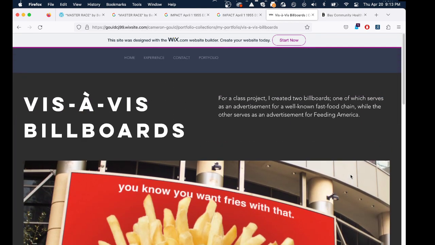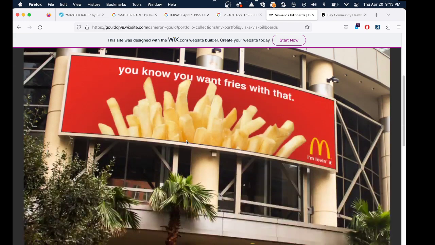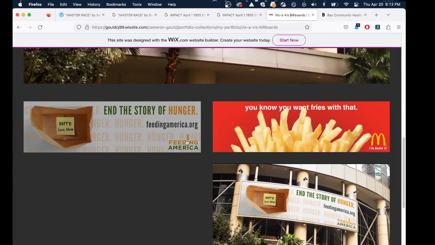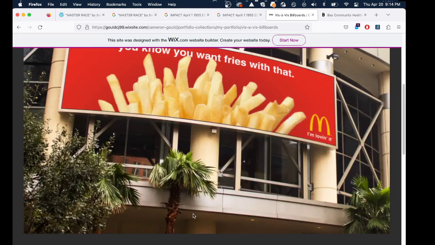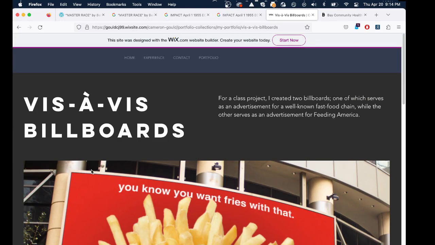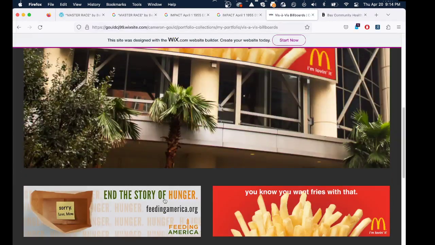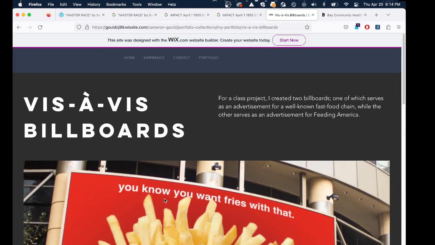Okay, going on with billboards. Now, I would separate these into two billboards. I don't really think, because one is McDonald's and one is Feeding America, and putting them side by side is just like, huh? What's going on here? Now, I know what's going on. It was a class assignment, but the way it's presented is kind of weird. So I think it would be far more effective.